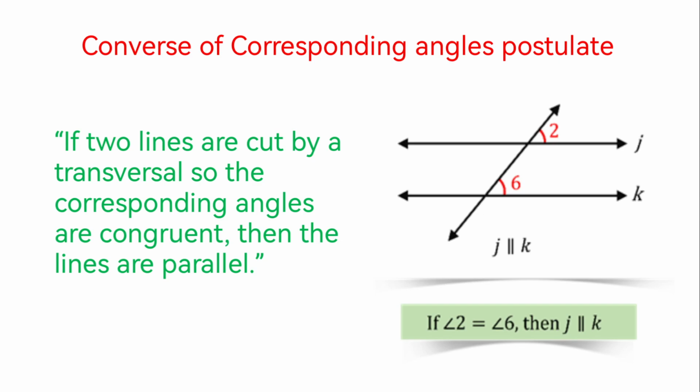If two lines are cut by a transversal so that the corresponding angles are congruent, then the lines are parallel. In our figure, it shows that angle 2 and angle 6 are congruent. Since that is the case, we can now say that line J is parallel to line K.